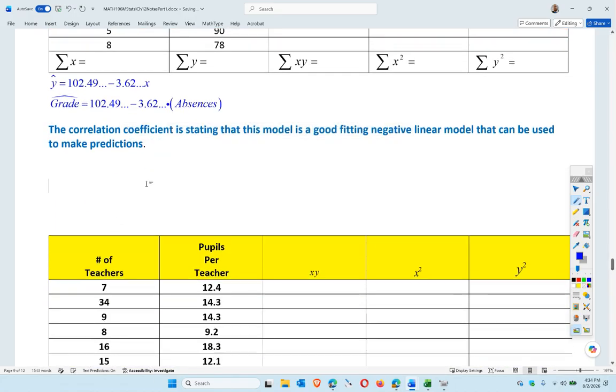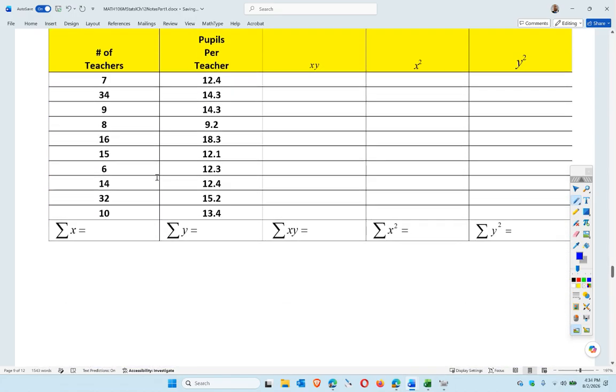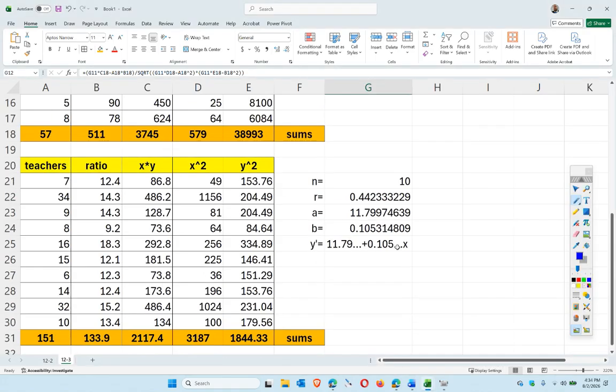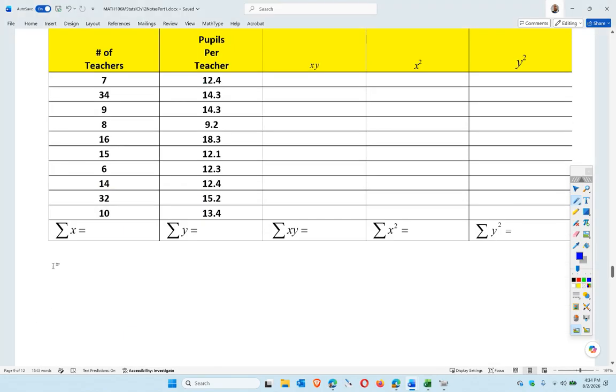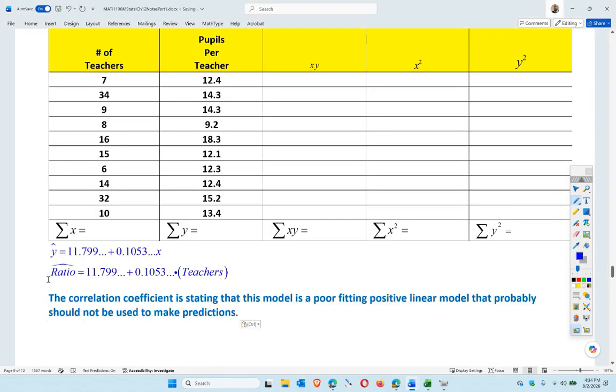And then the last one is the teacher-pupil problem. Okay, let's see what we got here. Well, if I look, that's 0.44. That's not good. That's below 50, right? So I would say that's not a good predictor, essentially, right? So what I would say there is, yes, you can make a model. Is that model any good? I don't know about that. So yes, you can plug in teachers and get some kind of ratio out, but it's a poor fitting positive linear model that probably should not be used to make predictions. As to whether 0.44 is good or bad, we'll decide that later on. We do some inference in later sections, essentially.